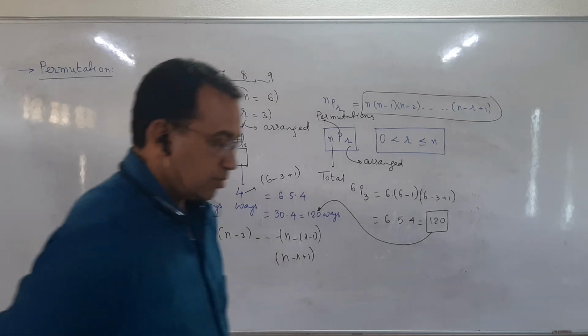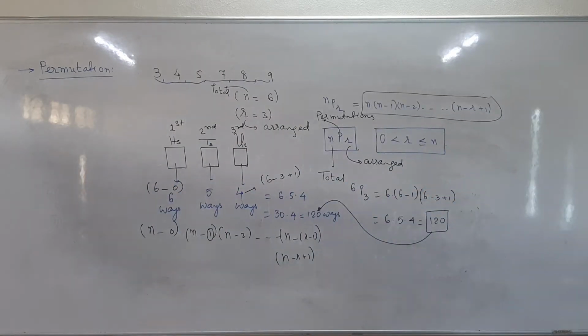So, permutation is always based on arrangement, and out of given n things, r things can be arranged in a row in nPr ways, and this total number of ways is called permutations of r things given n at a time. The formula for permutation is nPr equals n into n minus 1 into n minus 2 up to n minus r plus 1.